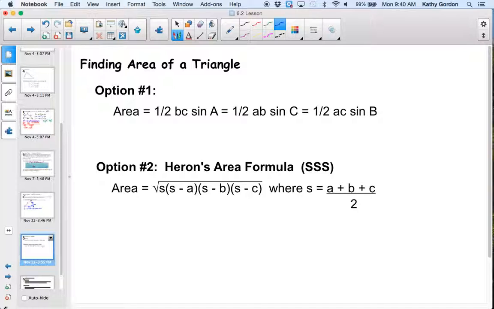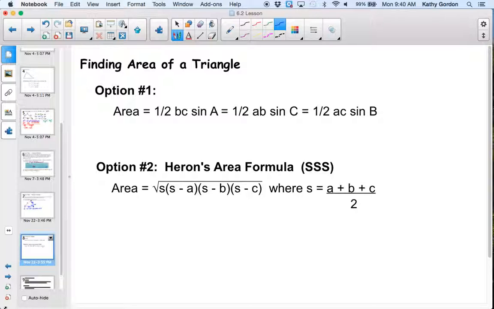Last thing I want to talk about real quick. Finding the area of a triangle. So this is a third section that you can label on your thing. So you've got law of sines, law of cosines. So this next flap under your law of sines, you can put area of a triangle. And there's these two formulas that you can use when you don't know the height of the triangle.